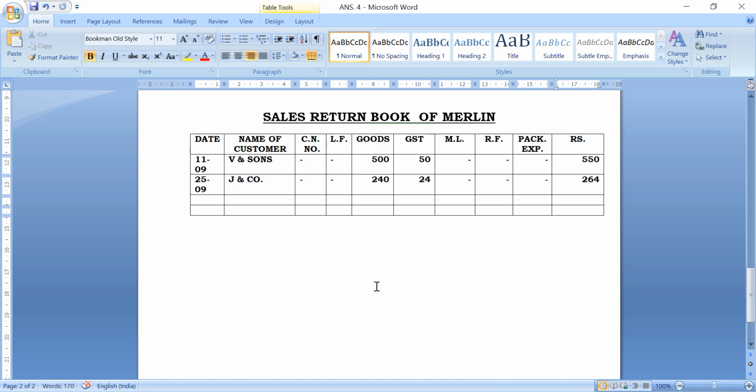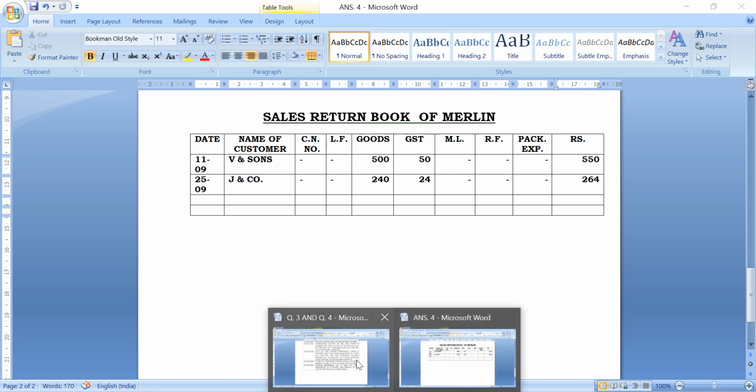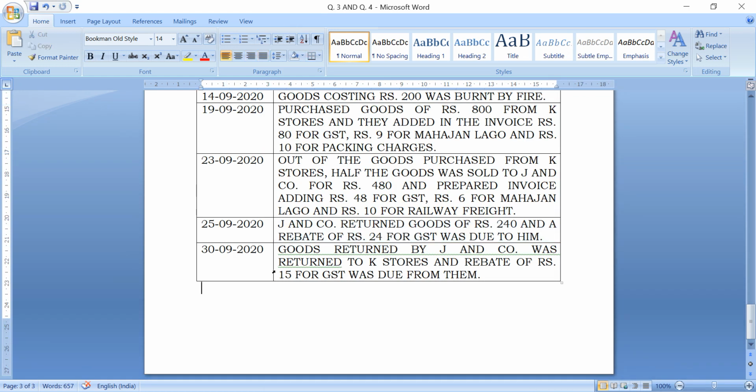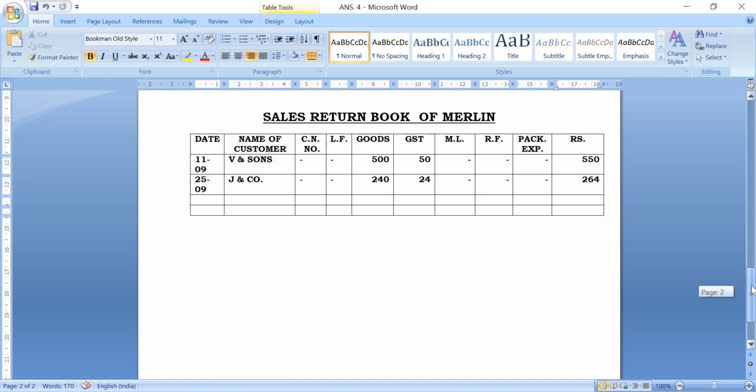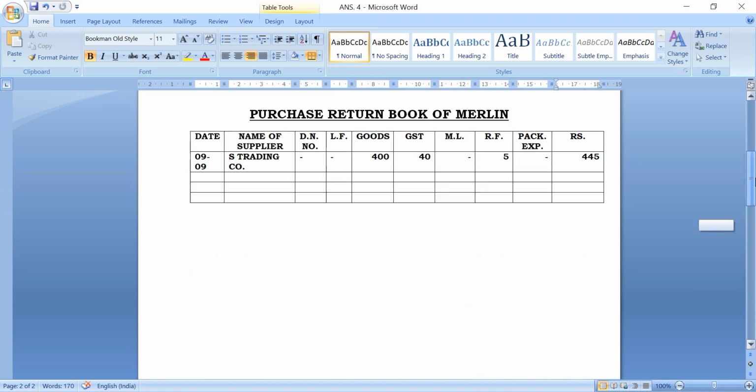Then next entry and the last transaction for the September 30. Read it. Goods returned by J and Company was returned to K stores and rebate for 15 rupees for GST was due. Goods returned by J and Company returned to K stores. That means it will be purchase return because from K stores we had purchased.